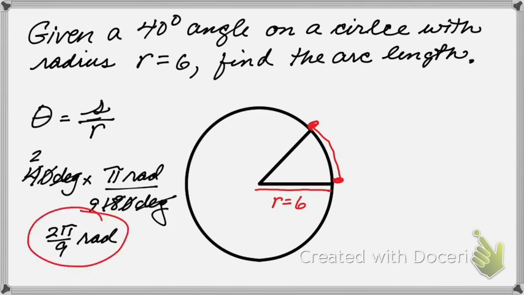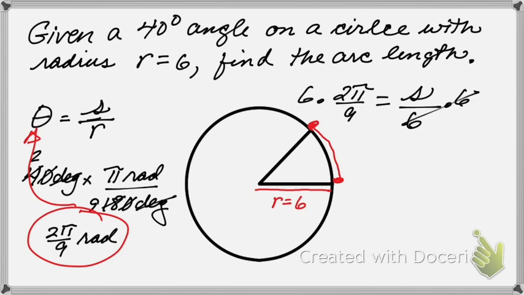Now I can plug that 2 pi over 9 in for theta, but not until I get the angle in radians. And now we can solve for s, because I have 2 pi over 9 radians is equal to s, which is what I'm looking for, over the radius, which is 6. So solving for s, I'll multiply by 6, and I get 12 pi over 9 is equal to s. And from there, that's going to be a calculator key in.